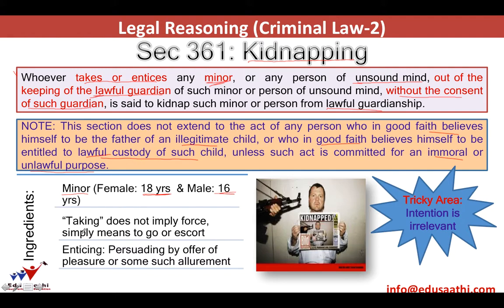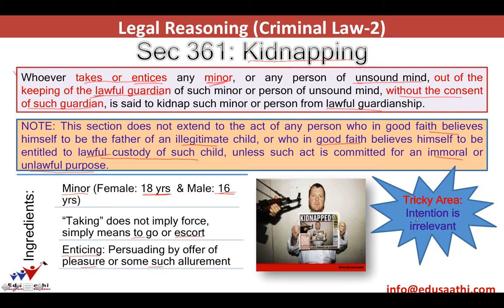Taking does not imply force, it simply means to go and escort. There is no need to prove that force was used. There's also the concept of enticement. Only the enticement to go, or escorting the child to come with the person, would also amount to kidnapping. Enticing is persuading by offer of pleasure or some allurement. If you take away the child with the allurement of a chocolate or something else, or taking that child to some amusement park, in that case it amounts to enticing.